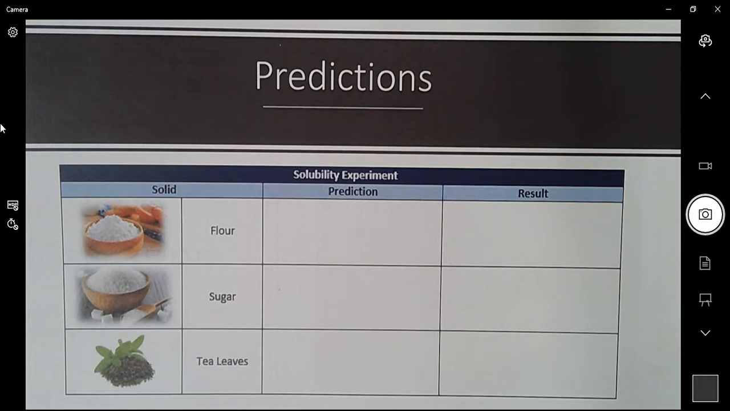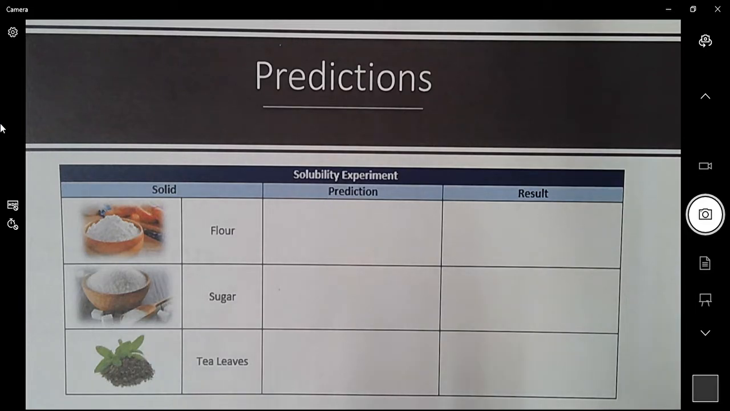Right, so the first thing we're going to have to do is make a prediction. Now, I will make a prediction too in a moment, but I would like you to make your prediction first. Based on what we know, and what you know about flour, sugar and tea leaves, do you think it will be soluble or insoluble?